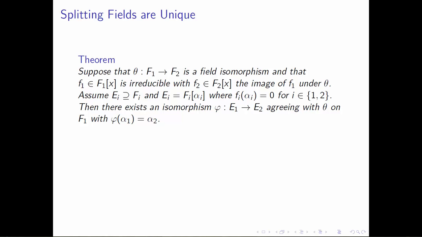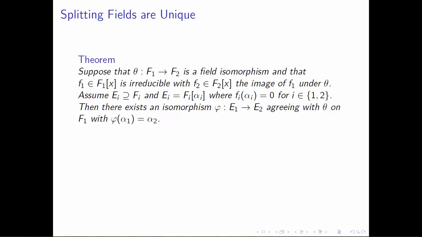Then what we can do is extend the isomorphism theta to an isomorphism of the fields E1 and E2. And we can extend it in such a way that it agrees with theta on the ground fields. So what is this isomorphism again? Phi maps E1 to E2, it agrees with theta on the ground field, and it carries the root alpha_1 of f1 to the root alpha_2 of f2, the image. And that's exactly what this phi does. And this is a really useful theorem for us.